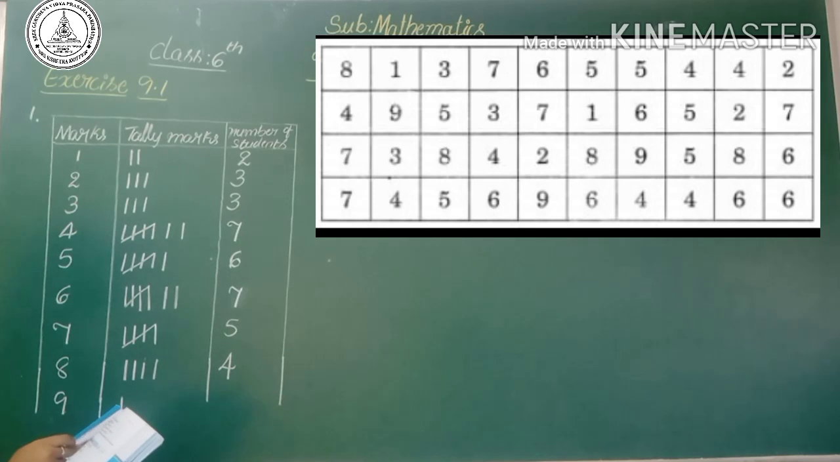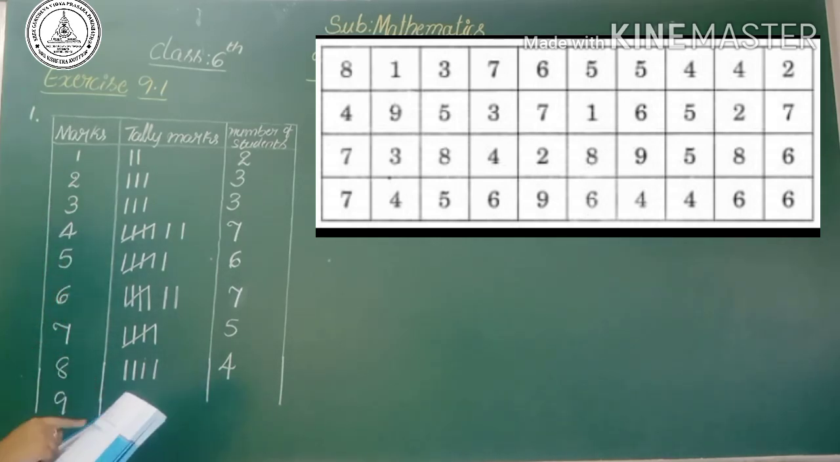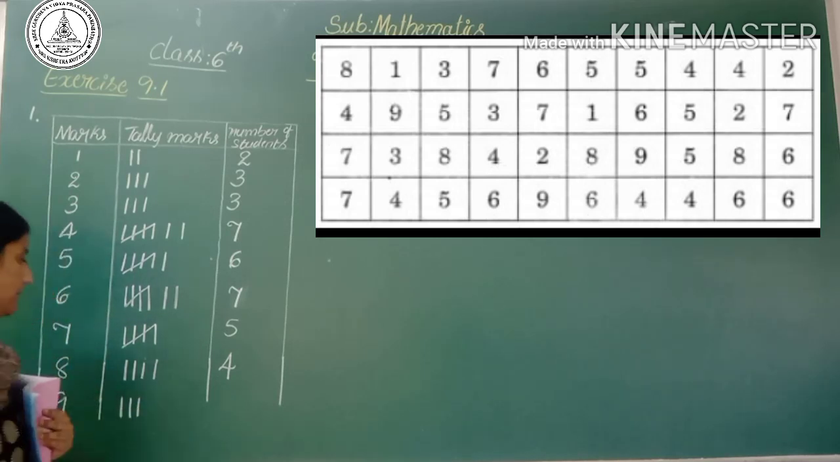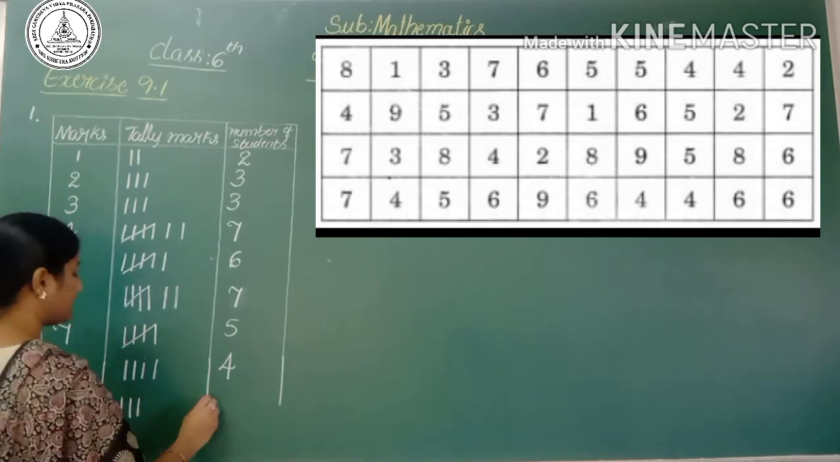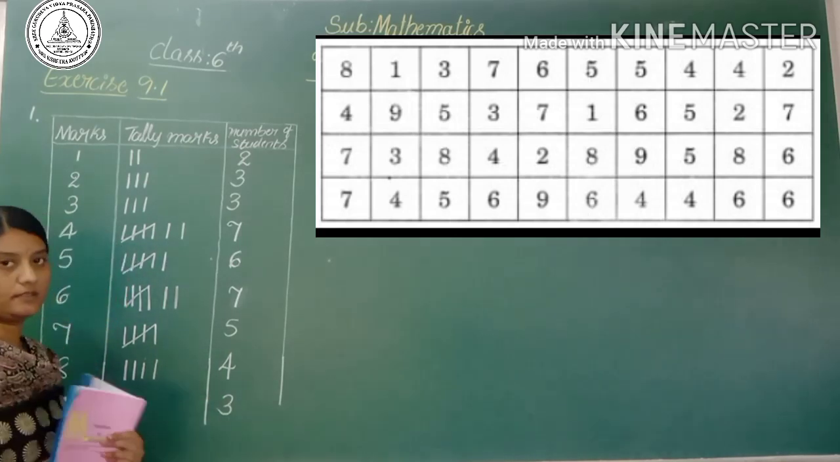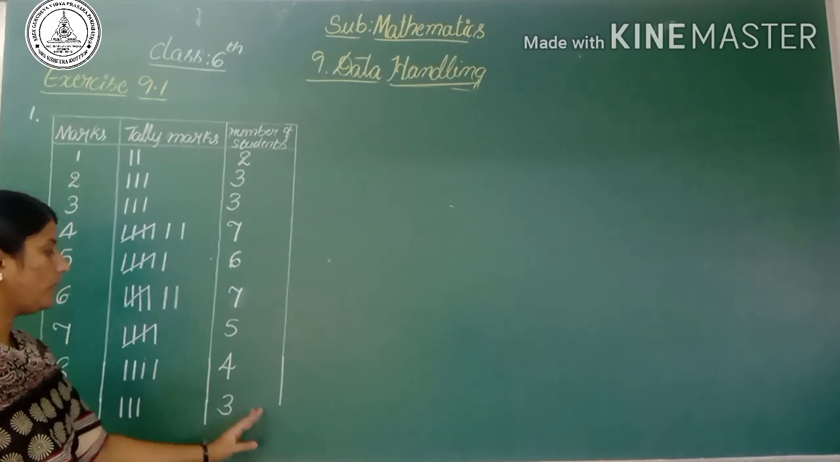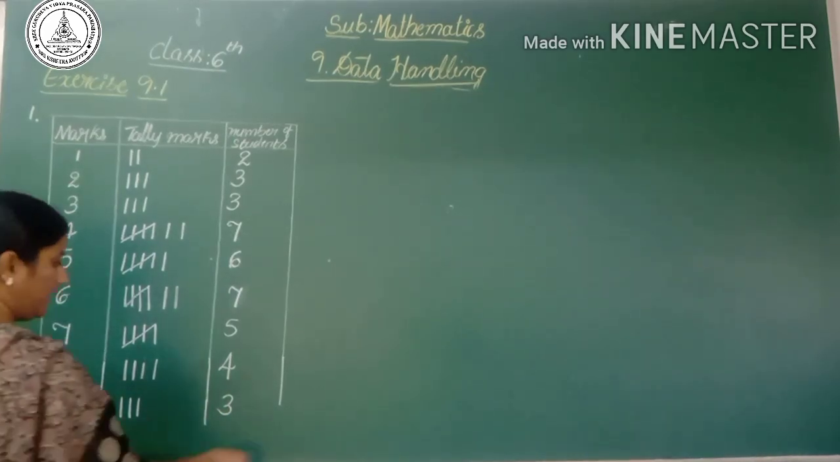And in the third row, again a boy got 9 marks. In the fourth row, one boy got 9 marks. Totally, how many members got 9 marks? That is 3 members. Okay. If you now add this number of students, you will get the 40.